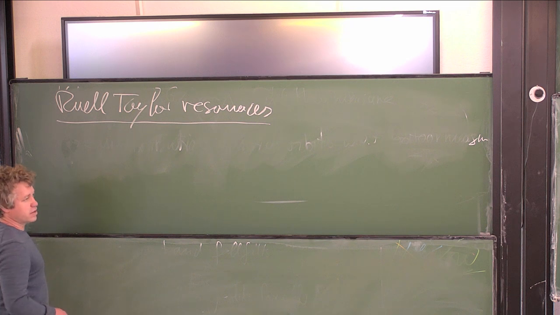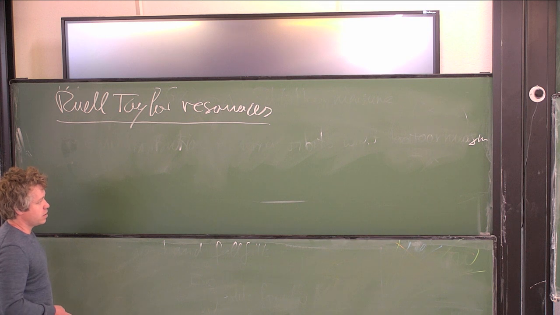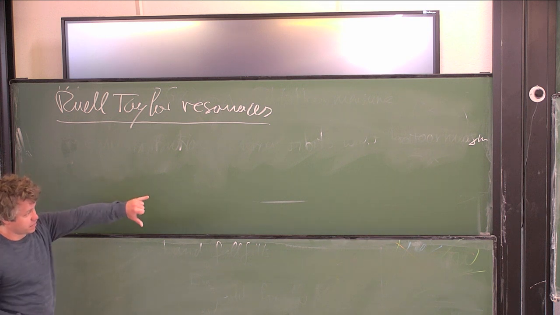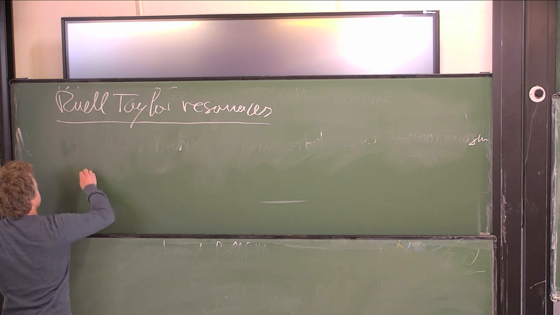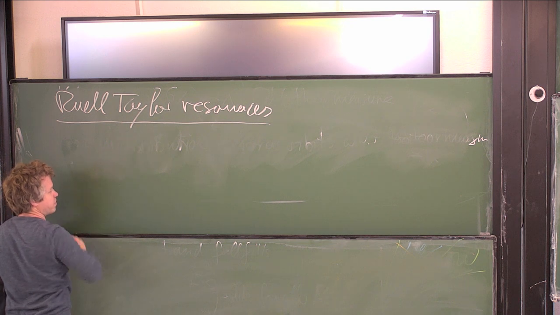Okay, so I have to wrap up things a little bit. So, what are these Ruelle-Taylor resonances? In fact, this theorem about the measure is based on another theorem, which is a purely spectral theoretic result, which can be stated as follows.